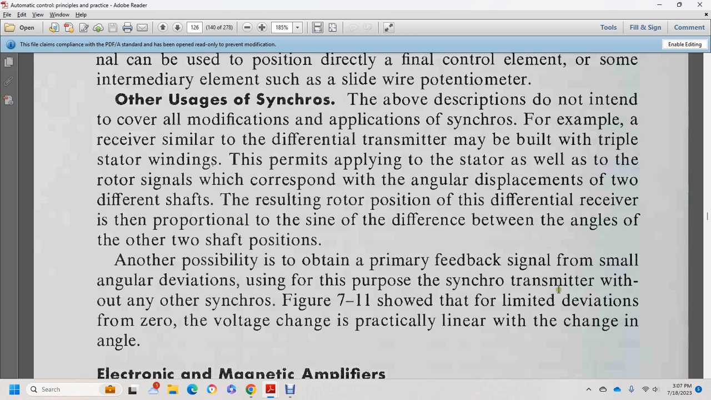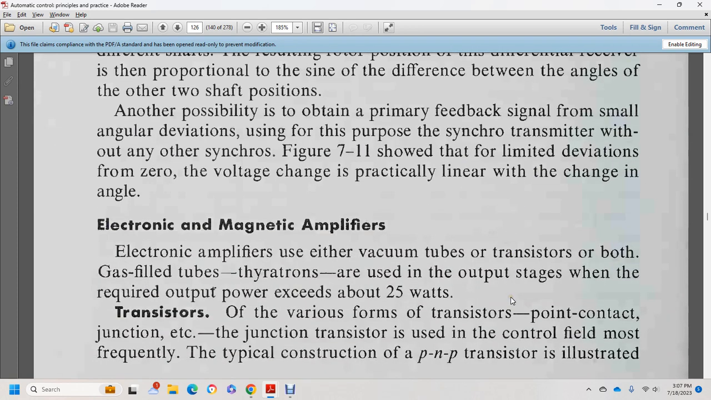Figure 7-11 shows a limited deviation from 0 of the voltage chain, particularly linear with the change of angle. Electronic and magnetic amplifiers. Electronic amplifiers, with vacuum tubes, transistors or both, and with gas-filled tubes such as thyratrons, are used, either as the output stage when required, with an output power of up to about 25 watts.